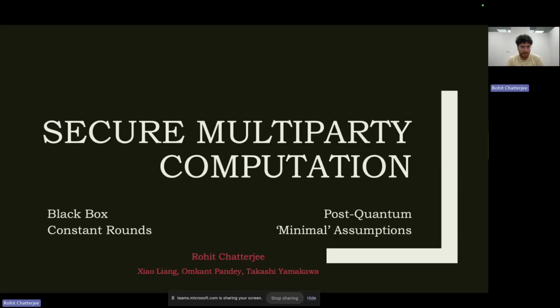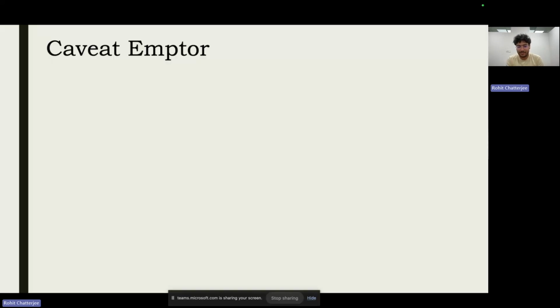Yeah, so this is going to be a talk about our work on secure multiparty computation in the post-quantum setting. I'll have a lot to say. Funnily enough, this has appeared more recently, but it's an older work. It's been doing the rounds.